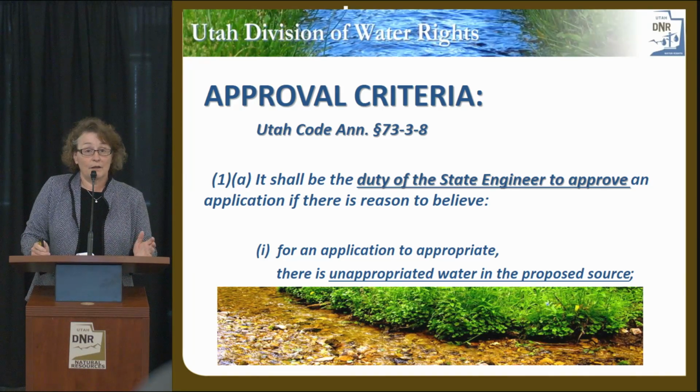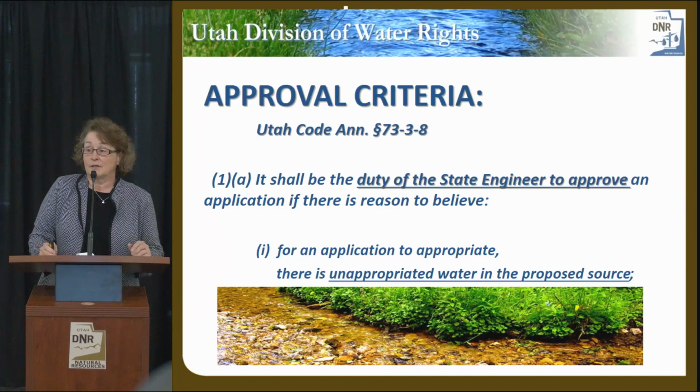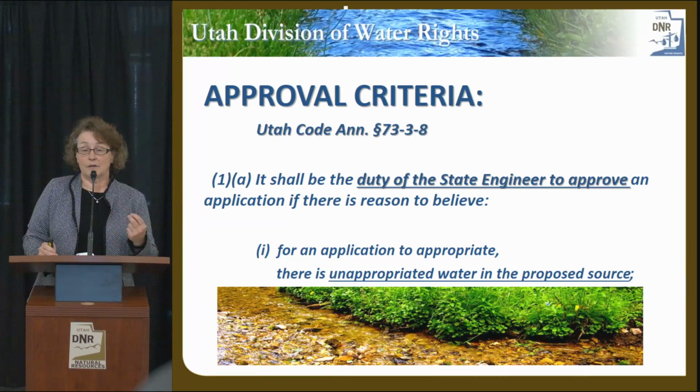So stepping into the legal framework for applications that we review, under Utah Code Title 73, Chapter 3, Section 8, it states that it shall be the duty of the state engineer to approve an application if there is reason to believe. There's our reason to believe. The first element that we look at, for an application to appropriate, is there unappropriated water in a proposed source? This portion of code applies to applications to appropriate. Do we have reason to believe there's unappropriated water in that source?